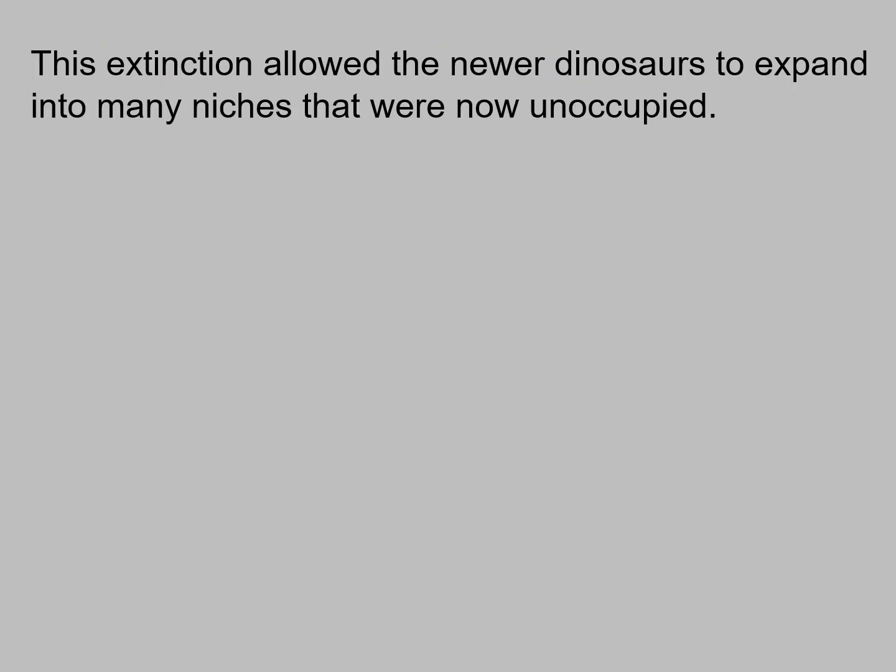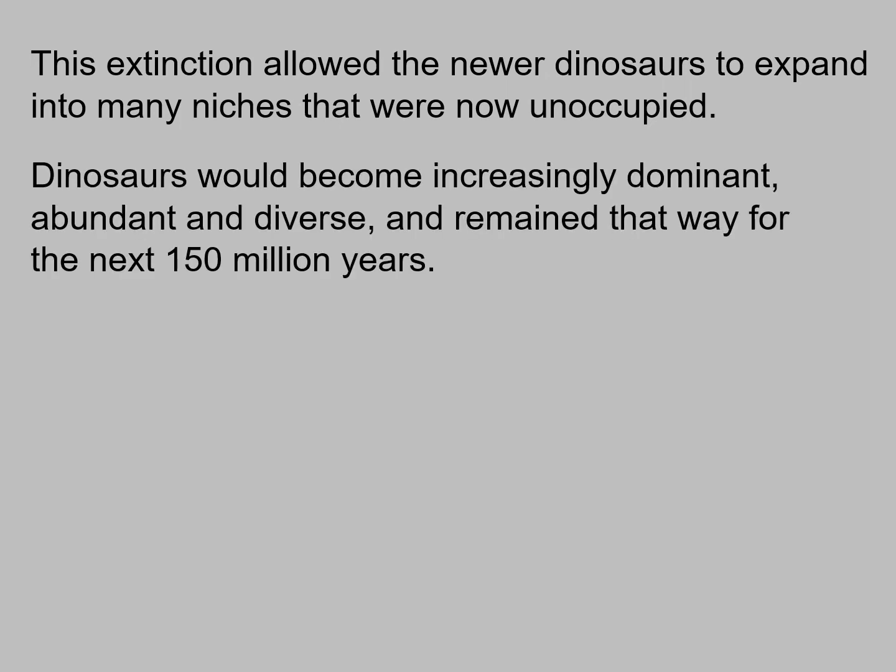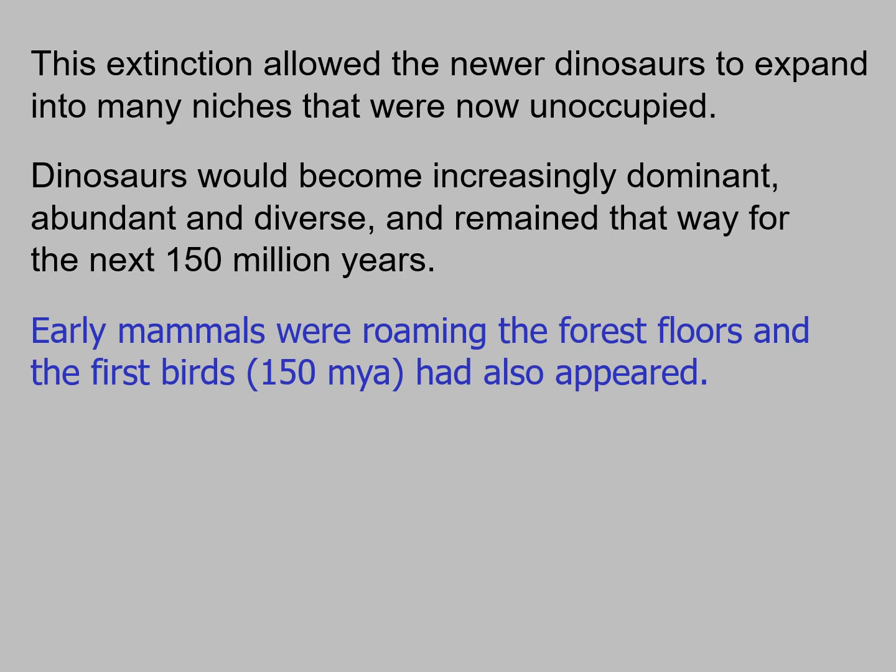This extinction allowed the newer dinosaurs to expand into many niches that were now unoccupied. And dinosaurs became increasingly dominant, abundant, and diverse. They ruled the world, and they remained that way for the next 150 million years. However, there were early mammals roaming the forest floors, and by 150 million years ago, we see the first birds.